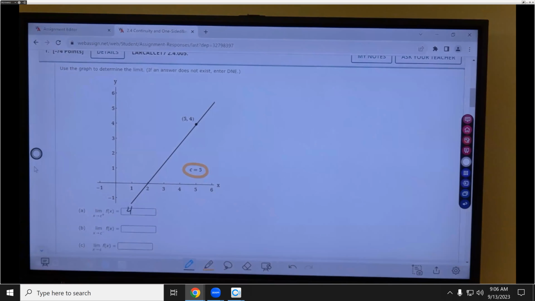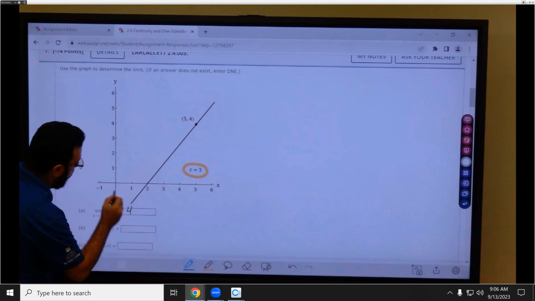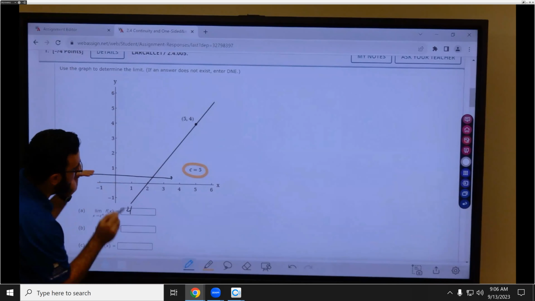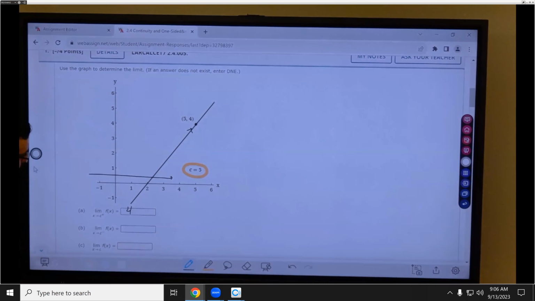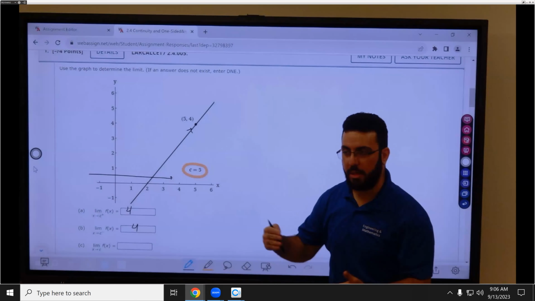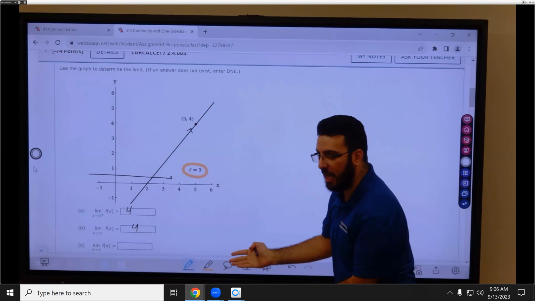What about from the left side? 4, also the same number, because here is the function. When x approaches 5 from the left side, our y value approaches which number? 4. So also 4. What about the limit? You see from both sides it approaches the same number, 4. That means you're going to type 4 here too. Is that hard?